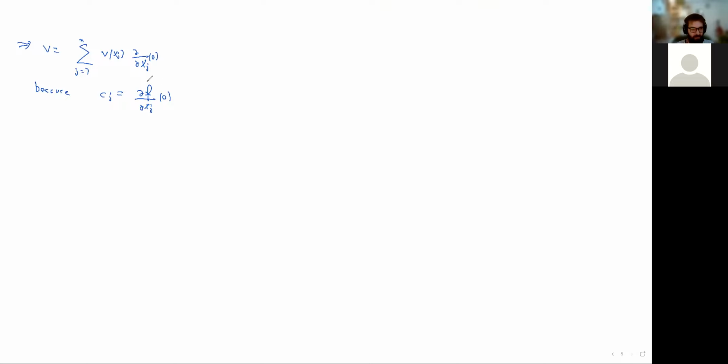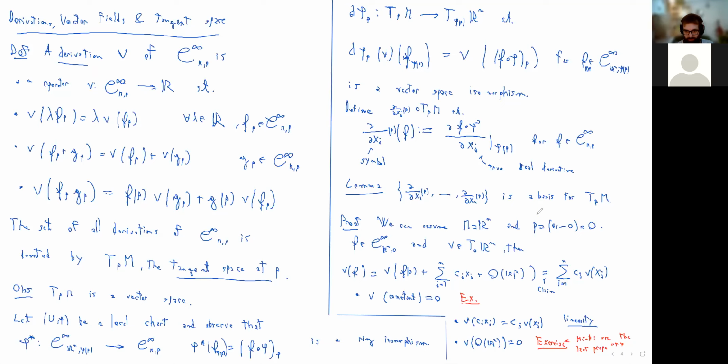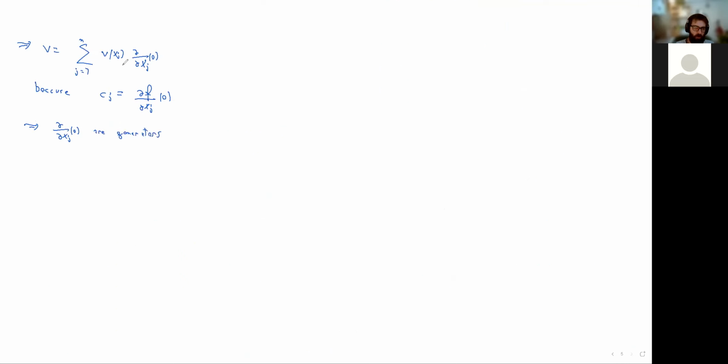So this formula clearly implies that these ones are generators as a vector space, simply because we took an arbitrary derivation and we expressed it as a linear combination of these vectors here. To show that it's a basis, we need to show that they're also independent. So show they're independent.